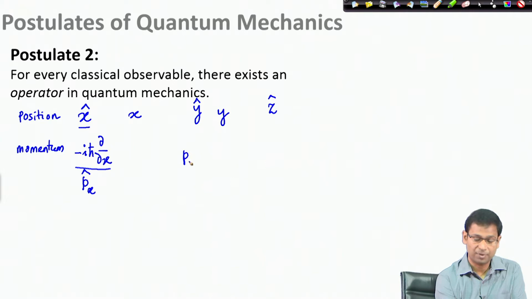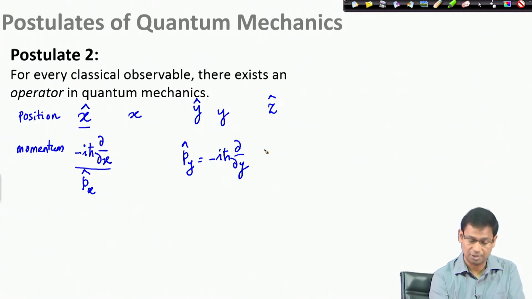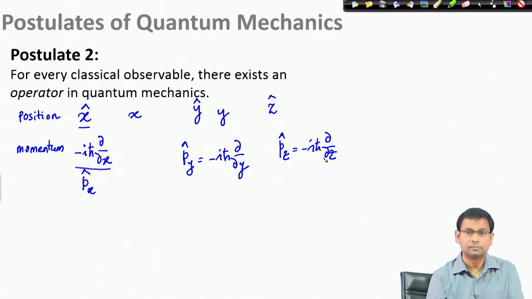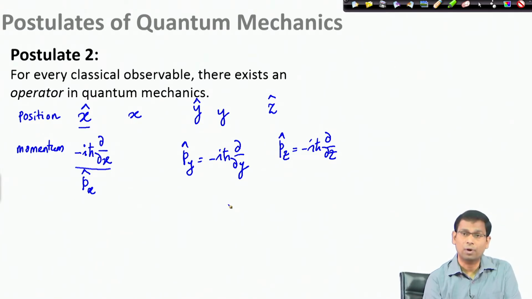Similarly, I define p y, which is minus i h bar times the partial derivative with respect to y, and p z is minus i h bar d by dz. The reason why I am using partial derivatives is that p y differentiates the function only along the y direction, but the function may have dependence on x and z, so this corresponds only to the partial derivative. But if your function has only one dimension, either x or y or z, then this partial derivative becomes a normal derivative.